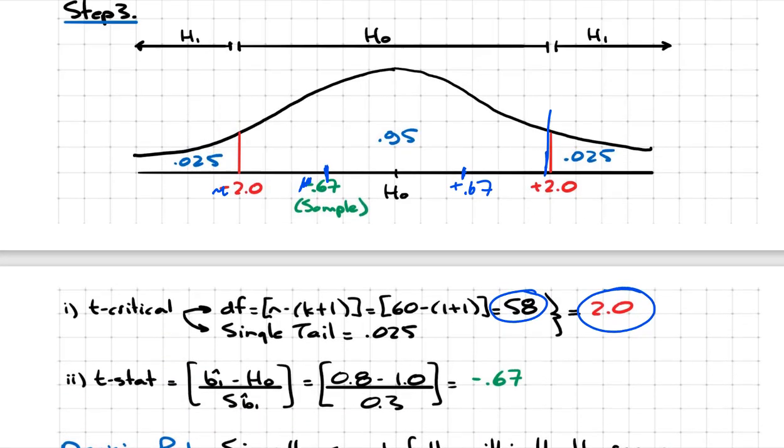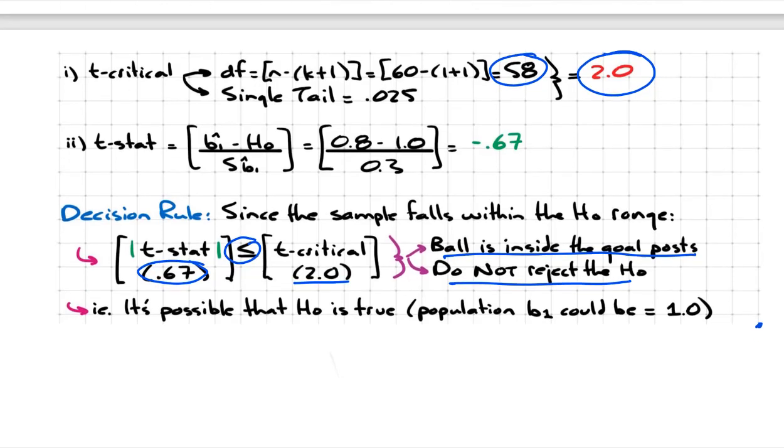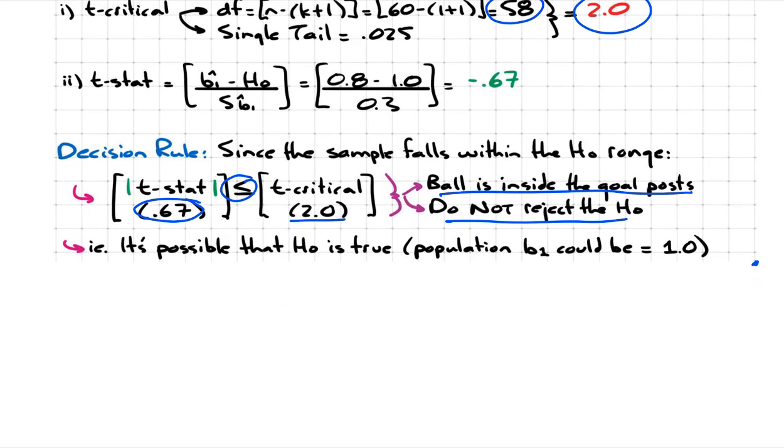Now, of course, I like this approach better because it gives you that visual. You can see the big picture of everything that's happening. But nevertheless, this is the algebraic format of what we saw with that visual framework. What this means is if the absolute value of the t-stat is less, it means the ball came inside the goalposts, which is the null range, and therefore we do not reject the null. So how do you interpret that? Well, if you're not rejecting the null, what you're saying is it's possible that the null is true. In other words, it's possible that the population beta 1 could be equal to 1.0.